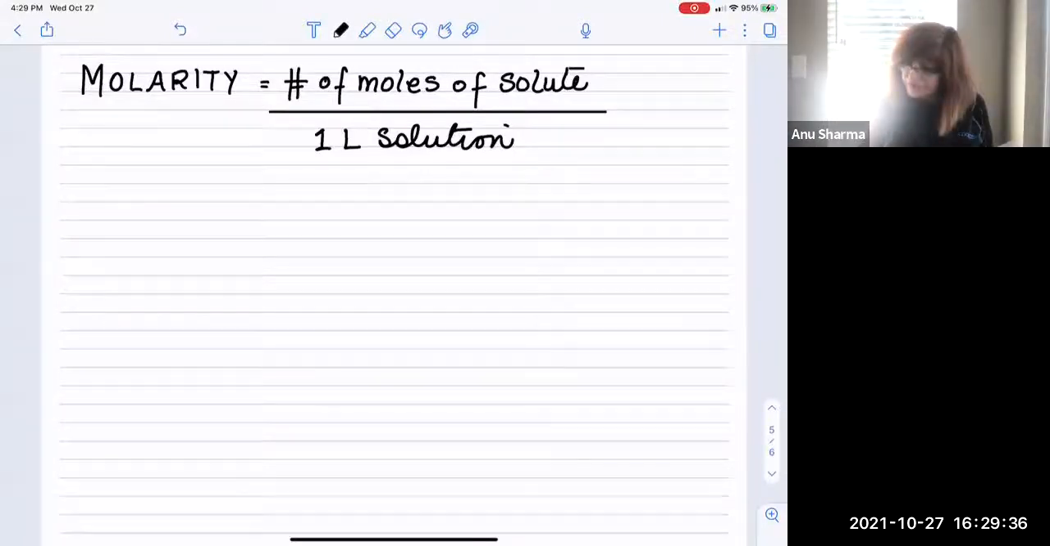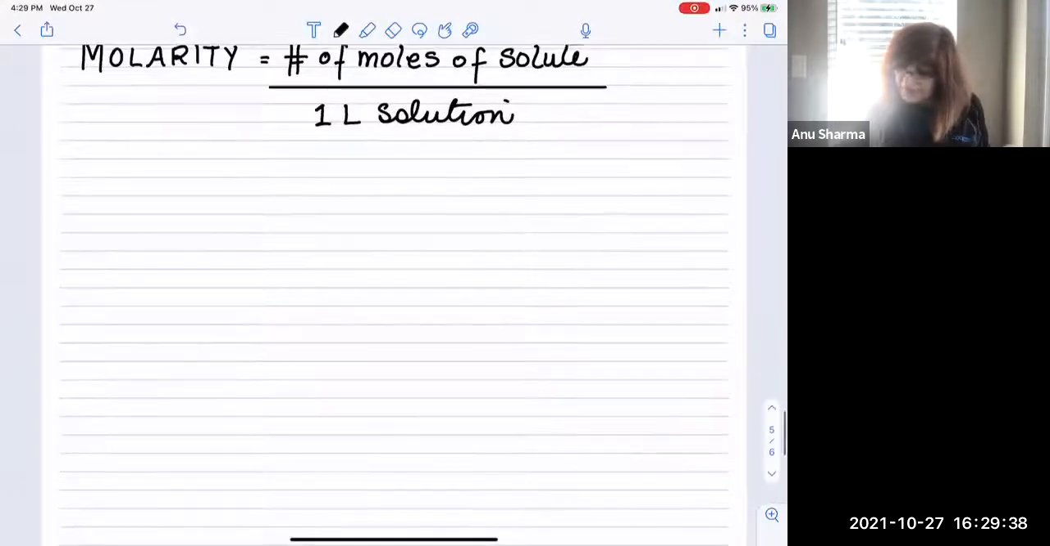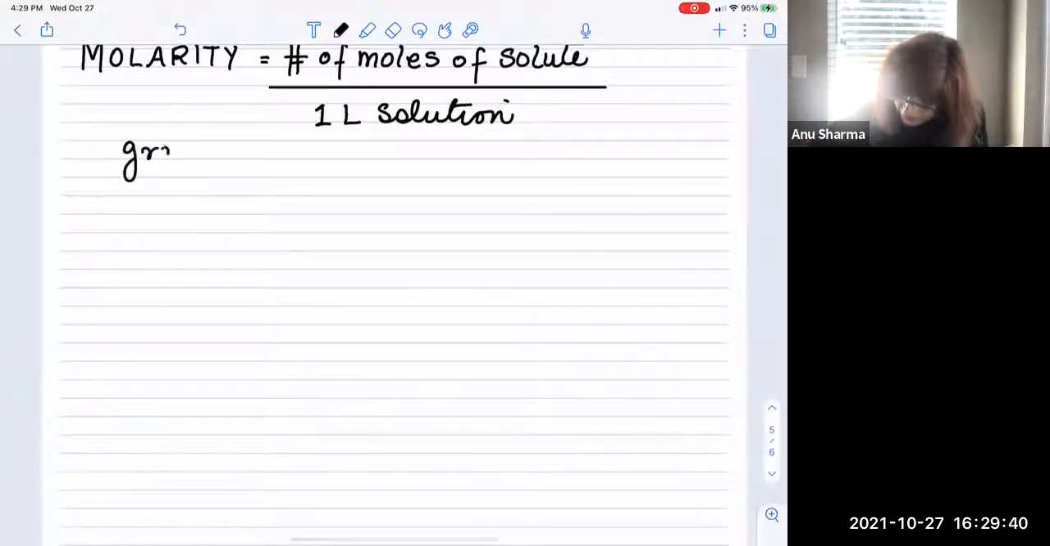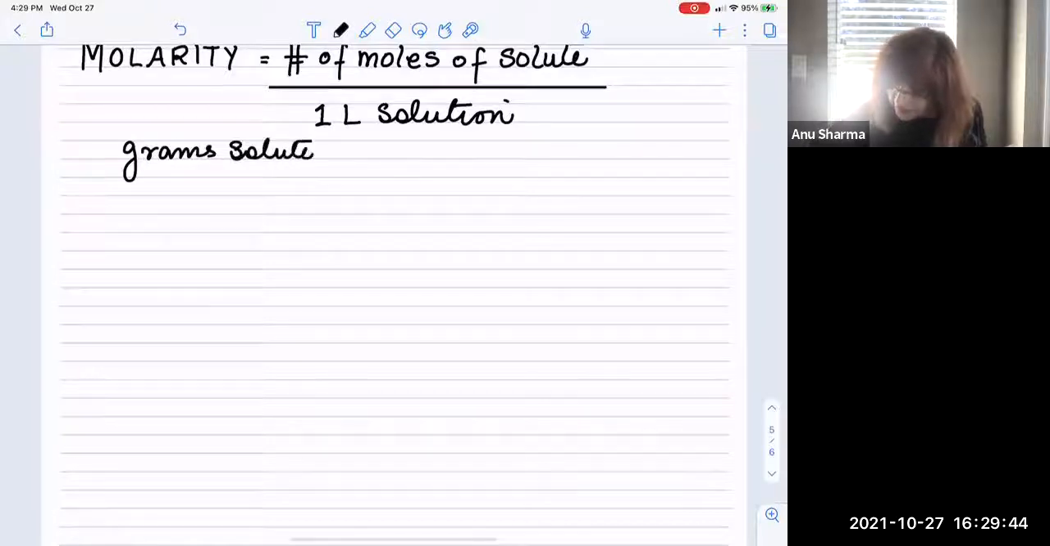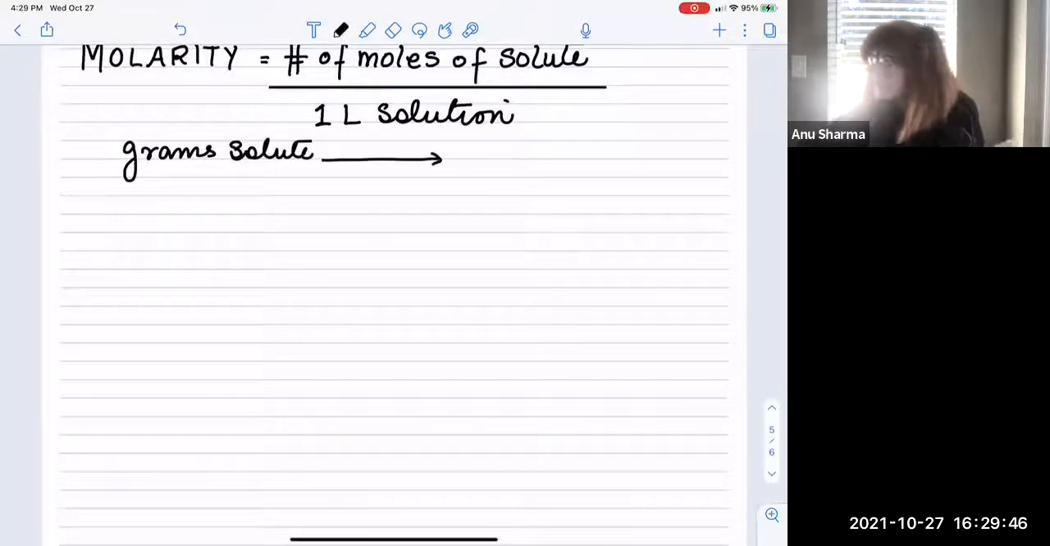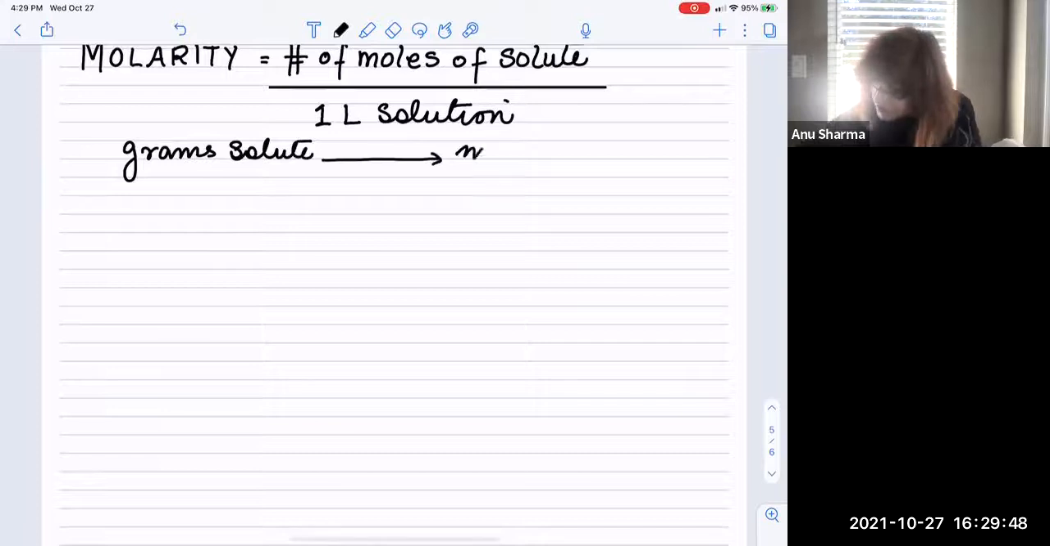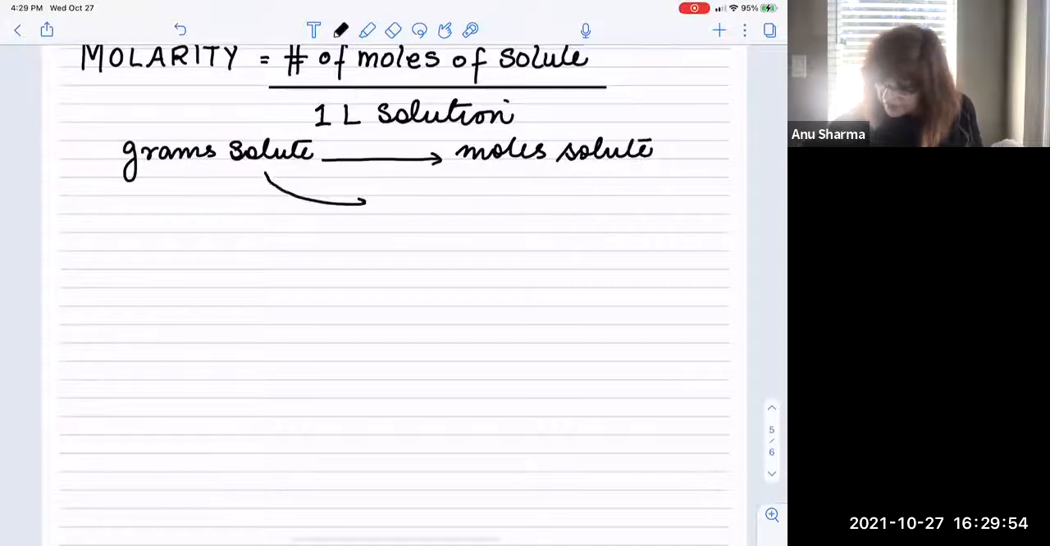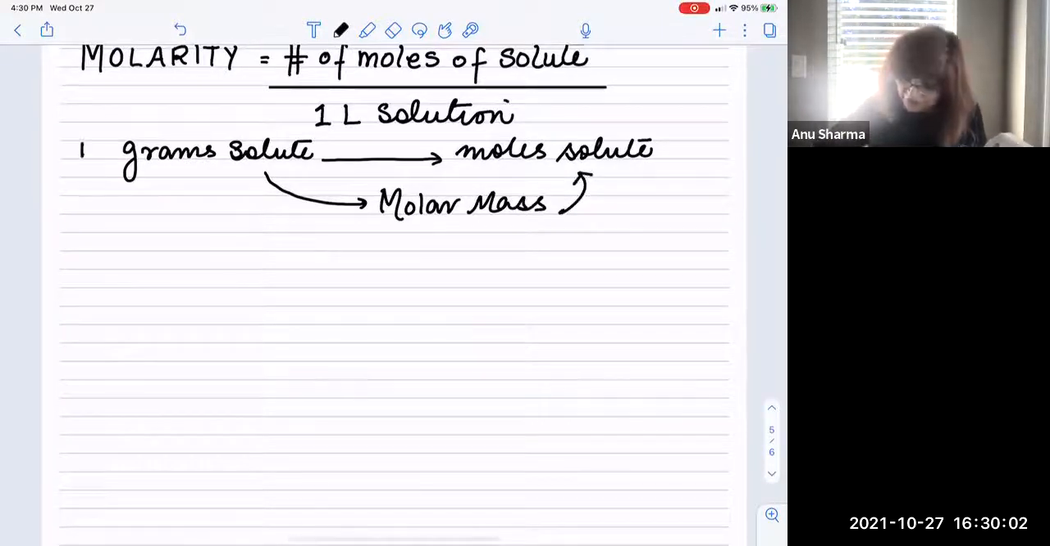Now, moles of the solute. Sometimes if you're given the grams of the solute, you are going to convert that to moles of the solute. You get the moles of the solute through the molar mass. So take the molar mass and do that conversion. This is one very important piece.